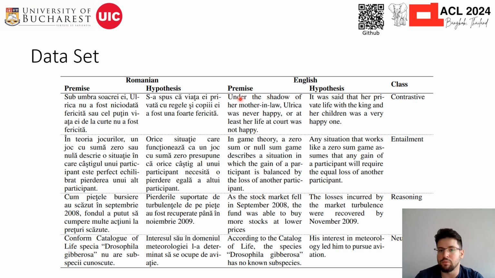So we observed that we had the premise: under the shadow of her mother-in-law, Ulrica was never happy, or at least her life at court was not happy. And the hypothesis that we have extracted was: it was said that her private life of the king and her children was a very happy one. Over here, the structure that we identified was in contrast. It was said that her private life. So we have removed the structure in contrast and obtained this finalized sentence. And this is applied in order to extract all of the categories that we have.